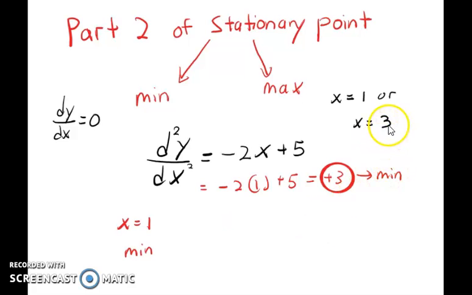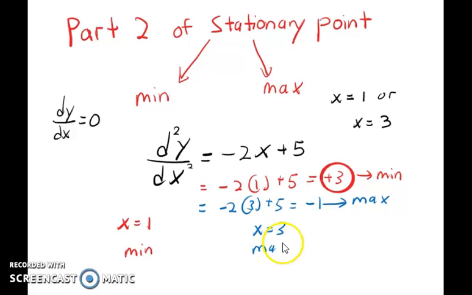So your x equals 1, the coordinate here for the stationary point, is a minimum graph. And then when you substitute x equals 3 into this, it will become a negative sign, where you will be getting negative 1. So it shows it's a maximum value. So you will be getting x equals to 3, and this is a maximum.